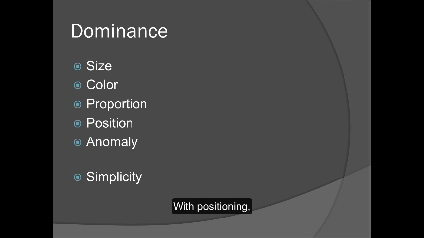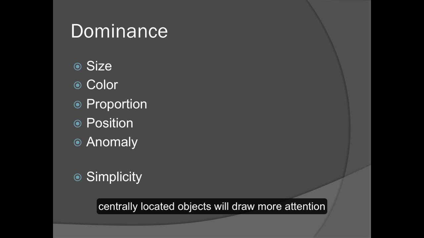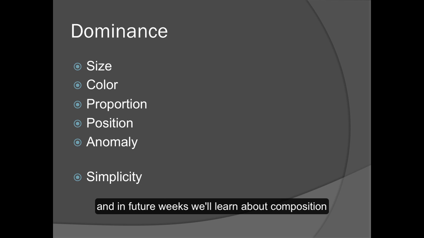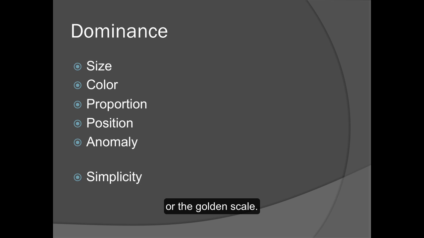With positioning, centrally located objects will draw more attention than one in the periphery or the peripheral vision, which means the sides or the edges. The center is not always the best place to position an object. And in future weeks, we'll learn about composition regarding the rule of thirds and the golden mean or the golden scale.